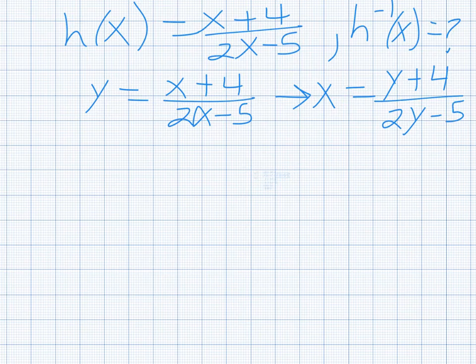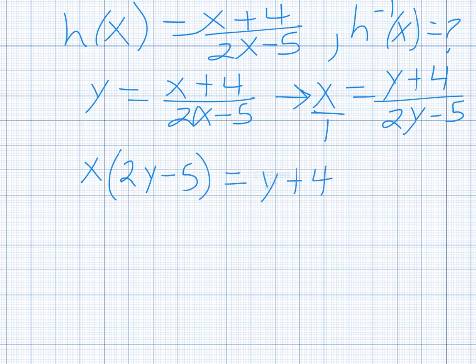All right, and then we are going to solve for y. So I'm going to basically cross multiply here. This is like saying this is x over 1, and I can cross multiply like that. When I do that, I'll get x times 2y minus 5 is equal to y plus 4. And then I can distribute that x, so that'll give me 2xy minus 5x is equal to y plus 4.